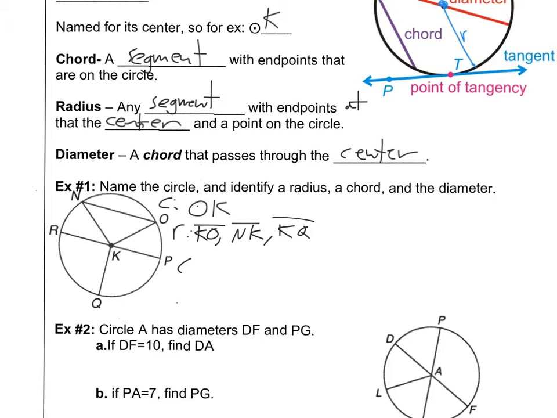A chord. Where's a chord here? Well, a chord, remember, has to have an endpoint on the circle and another endpoint on the circle. So NO here is a chord. And there's some other ones in there too, but that's all I'm going to point to for now. And then finally the diameter. It's a chord, so it goes all the way through the circle and it has to go through the center. So RP is the only diameter that we have in this circle. So I would say RP.